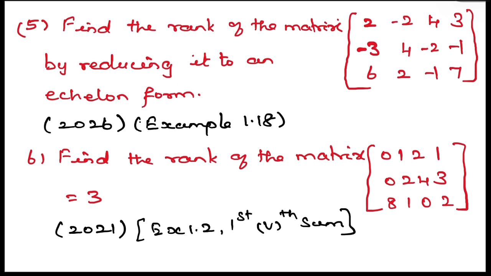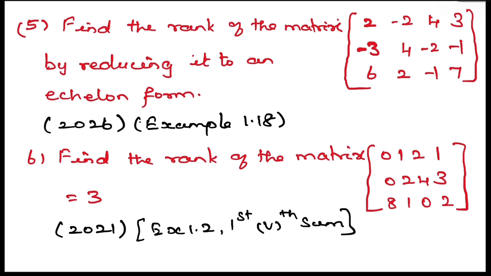Once you get the echelon form, count the number of non-zero rows. If there are 3 non-zero rows, your rank is equal to 3. If there are 2 non-zero rows, your rank is 2. Here in this problem, your rank is 3.